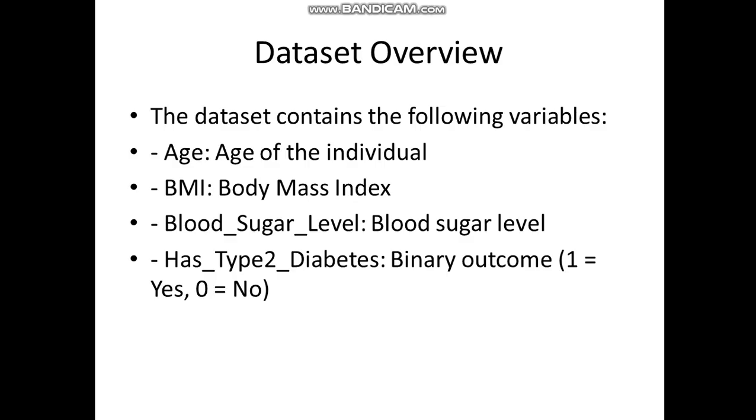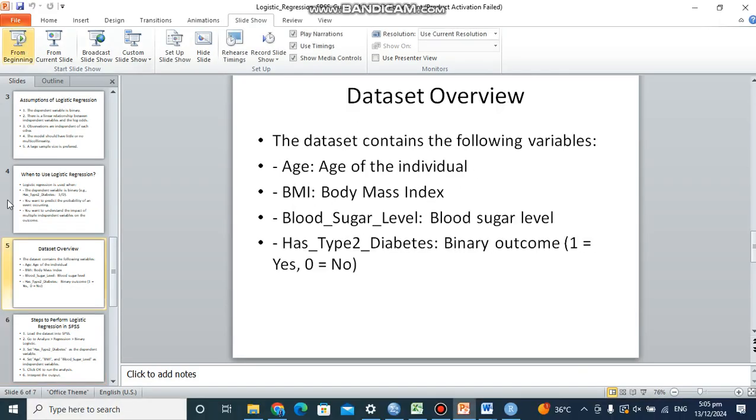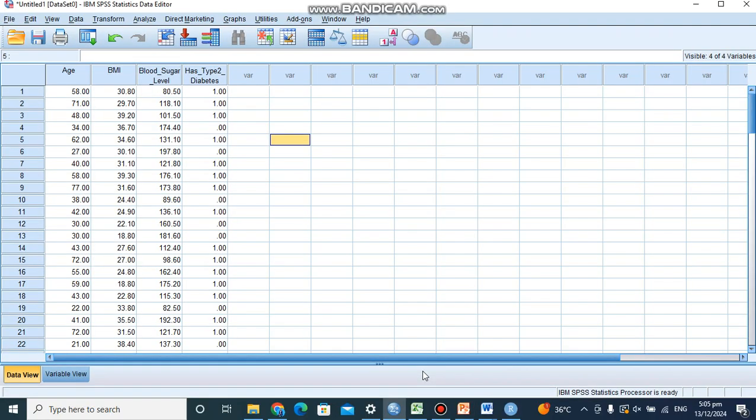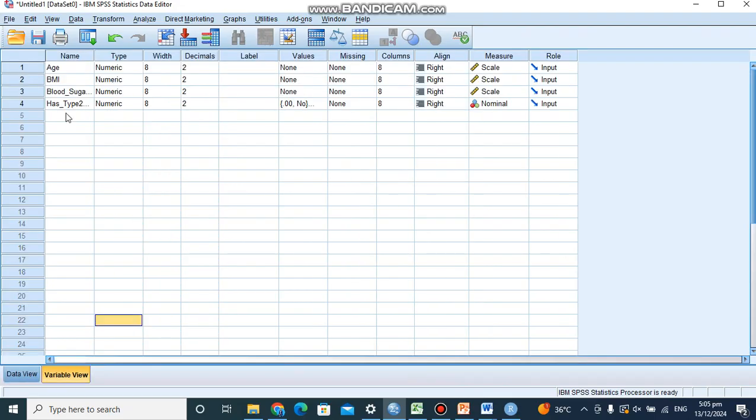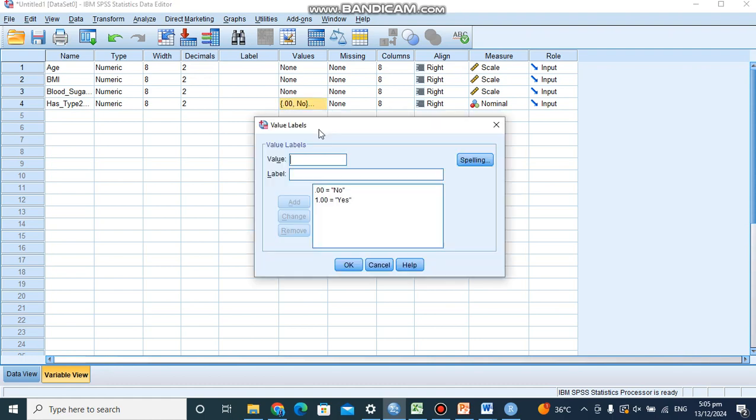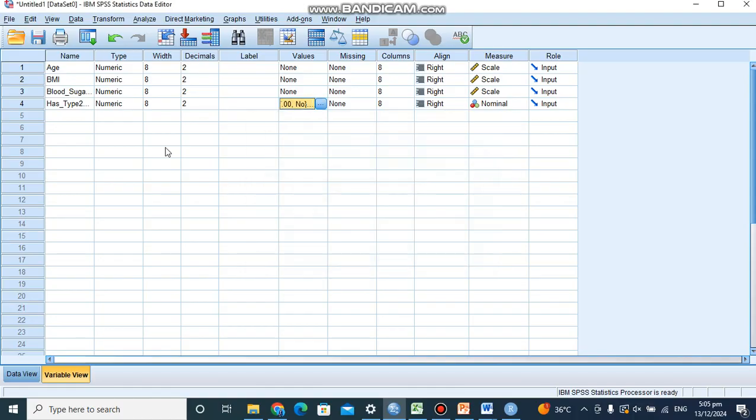Okay, so let's quickly go to SPSS. In my SPSS, I already have the data inputted. Under the variable view, I have the age, body mass index, blood sugar, and their response. Under the has type 2 diabetes variable, under the values, you see the 0 implies no and 1 implies yes. So that is how we code it.